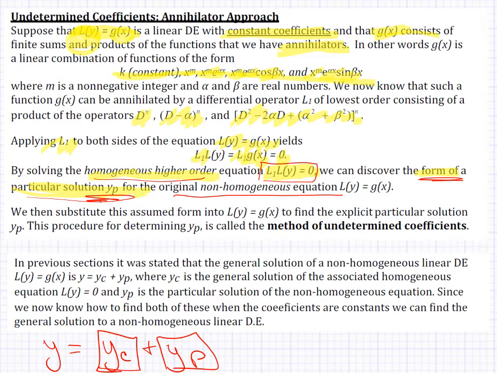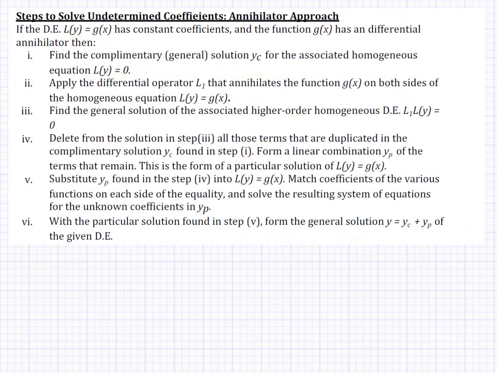And once we understand what the form of the y sub p should be, then the next thing is to actually figure out y sub p, and that is through this method of undetermined coefficients. So that's generally the setup for how this is going to get done. And again, we use this y sub c plus y sub p, where y sub c was the general solution to the associated homogeneous, so say L of y equals 0, and y sub p is a particular solution to the non-homogeneous. So these are the steps that we're going to end up going through to get all this done.